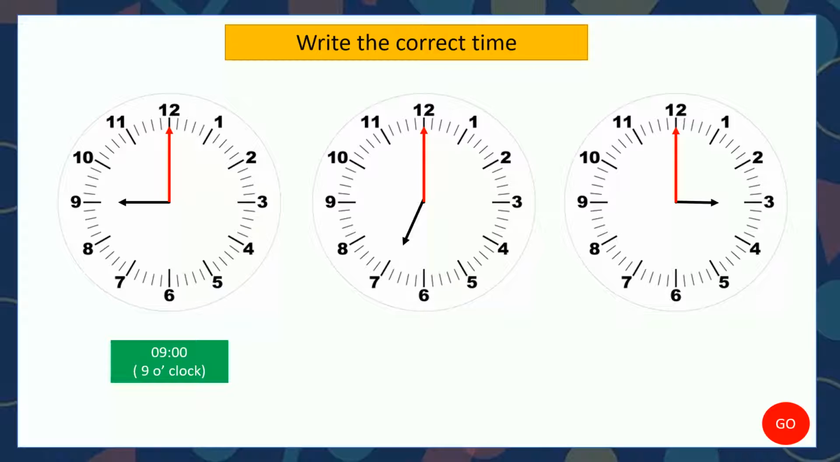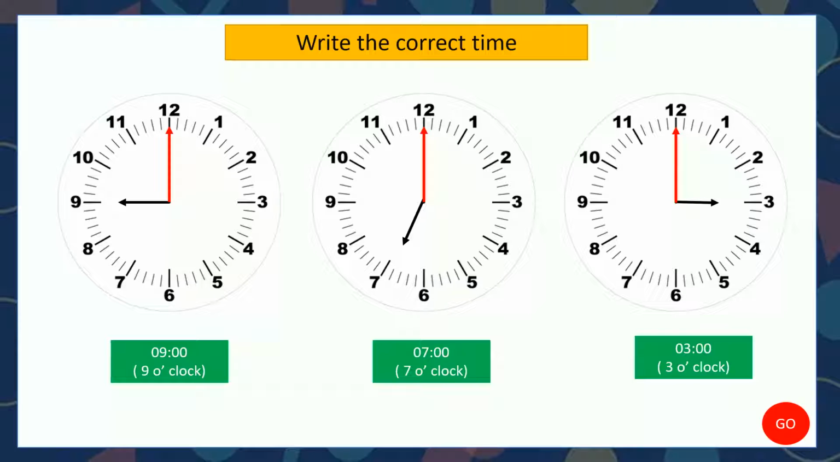The second clock shows the time 7 o'clock. The hour hand is at 7, the minute hand is at 12. The third clock shows the time 3 o'clock. The hour hand is at 3, the minute hand is at 12.